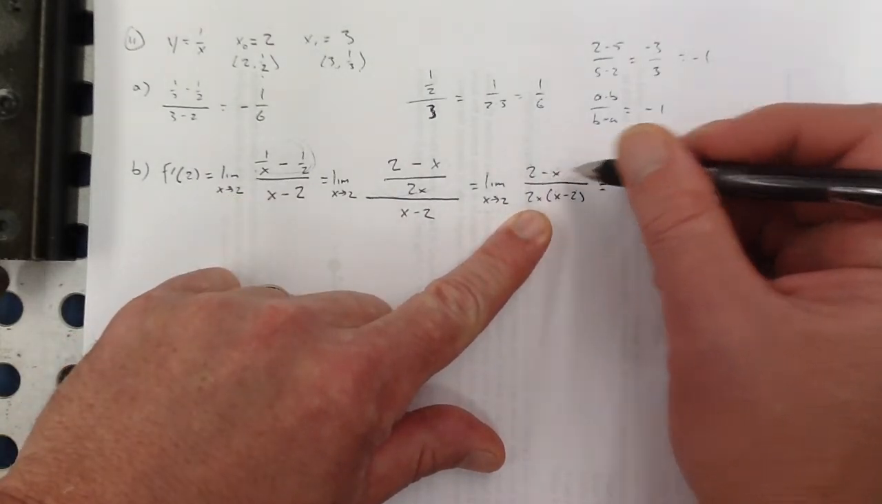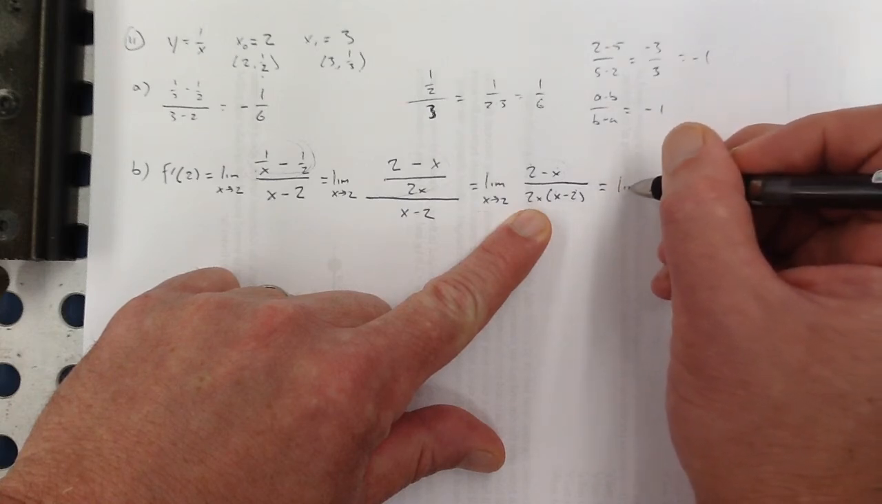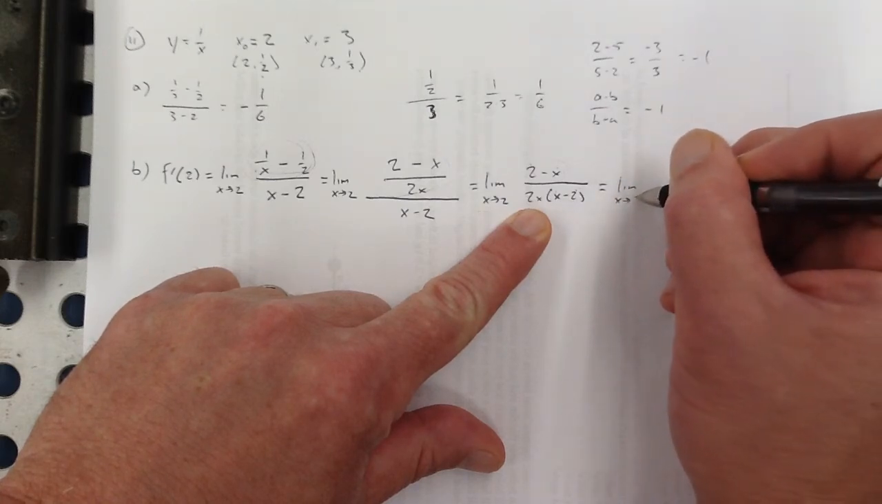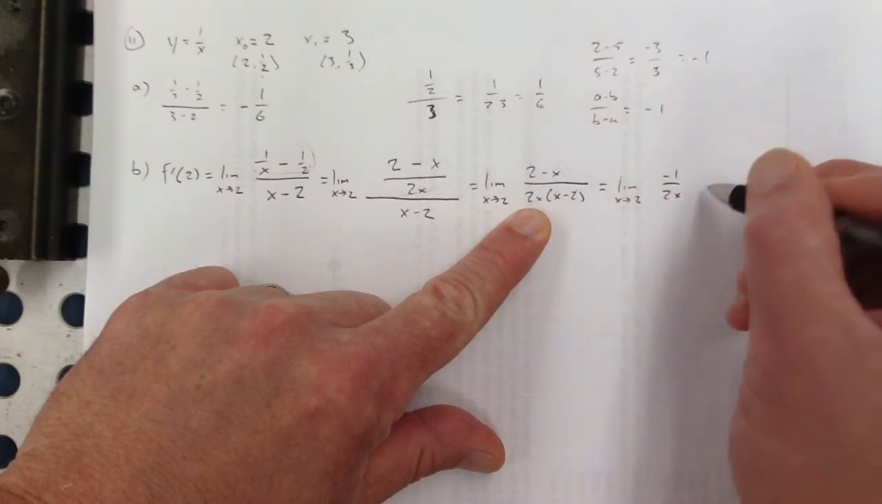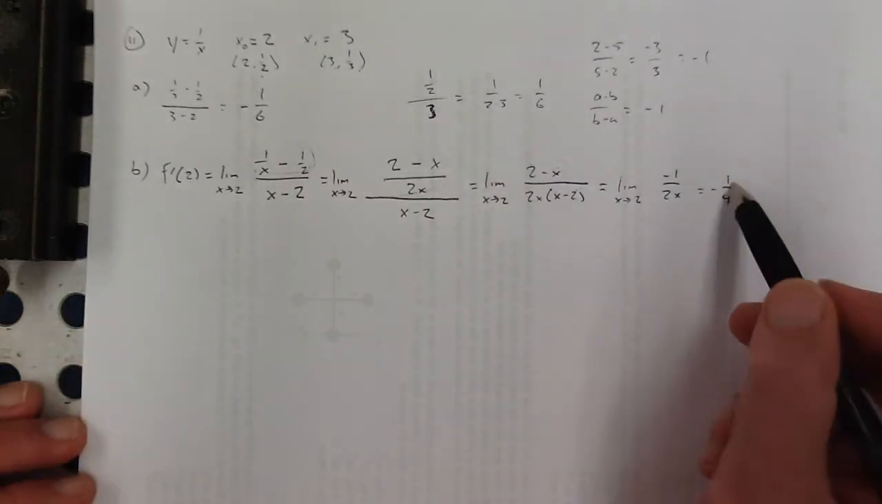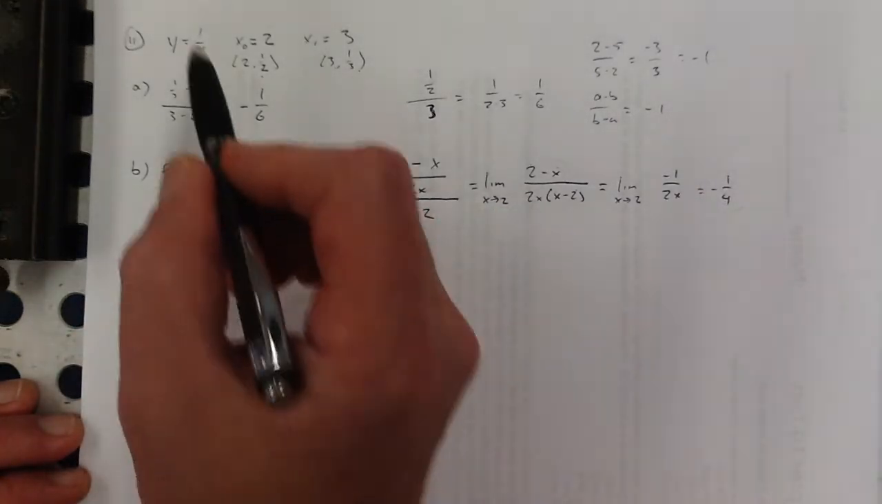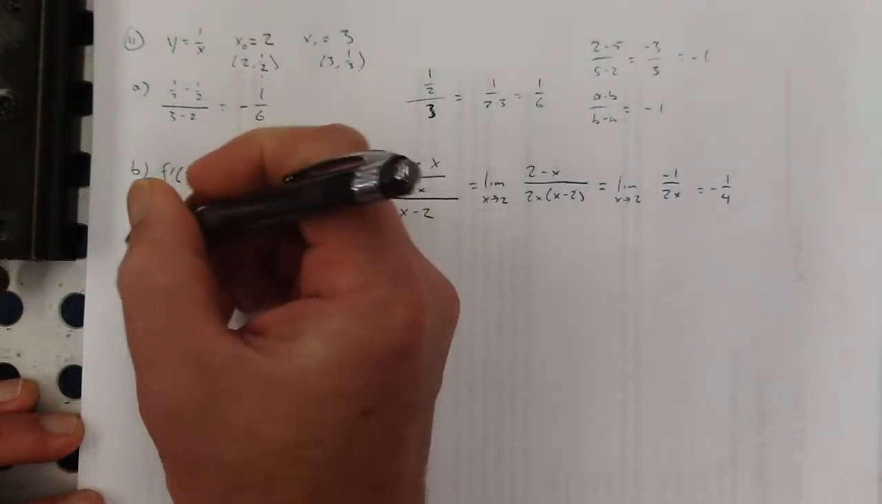So that gives me a limit as x approaches 2 of -1 over 2x, and I plug in 2 and I get -1/4. So there we go. The instantaneous slope of 1 over x at 2 is -1/4.